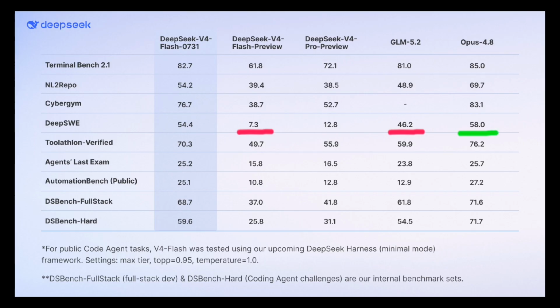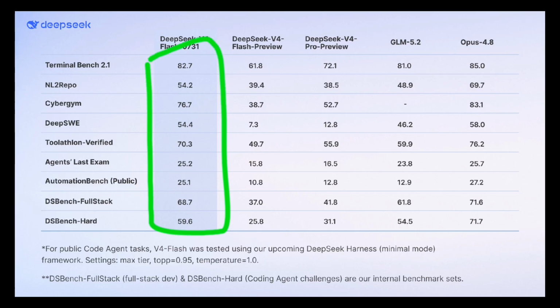On NL2 repo, which tests whether a model can build or modify an entire code repository from a plain language description, not just a single function, the previous Flash was at 39.4. The new one jumps to 54.2, about 15 points higher, and this time it also beats V4 Pro's 38.5 by a wide margin. GLM 5.2 sits at 48.9 and Opus 4.8 leads at 69.7. Overall, it beats its previous version and the Pro flagship model on every single benchmark and performs near Opus 4.8 level despite being significantly smaller and cheaper.